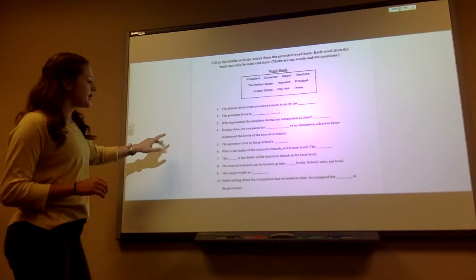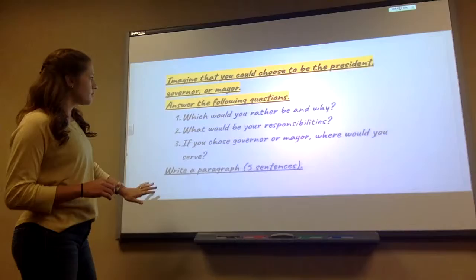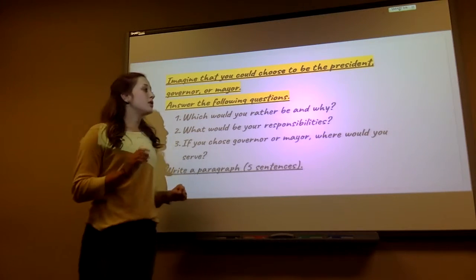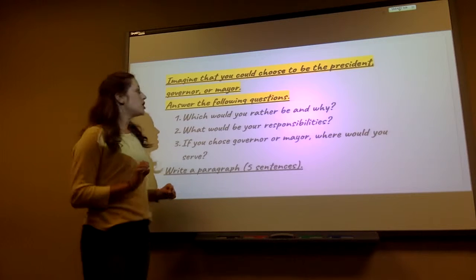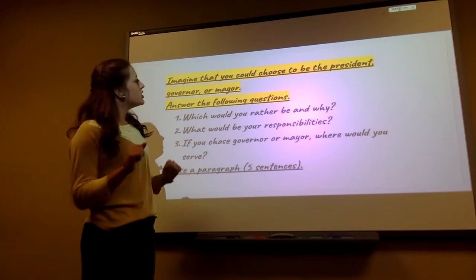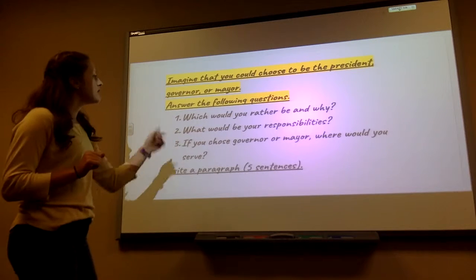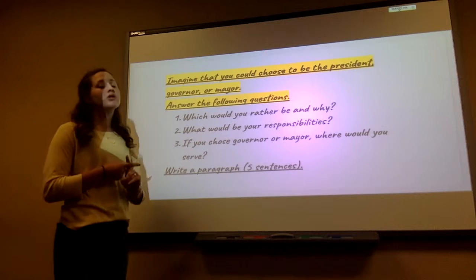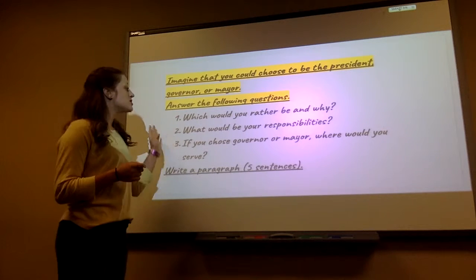There is a second assignment. It's a writing assignment. You do not have to have this done before class. You should have started it, but you don't have to have it done. You'll understand why. Okay, so imagine that you could choose to be the president, governor, or mayor. Answer the following questions. Number 1, which would you rather be and why? So you have to tell me who you would rather be and why. So this is what I mean by starting.